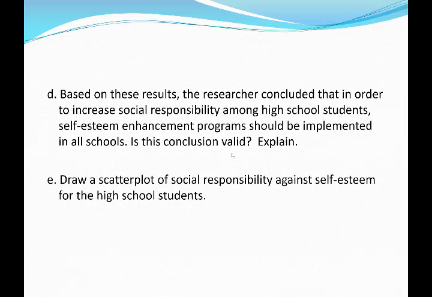In question E, it says, draw a scatter plot of social responsibility against self-esteem for the high school students. It's similar to the scatter plot that you saw between height and self-esteem in an earlier example. A scatter plot would have the X variable, in this case self-esteem, and then the Y variable, which is the SR. Where two numbers meet, you would create a dot. Since there are 10 cases, you would have 10 dots. So see if you can draw the scatter plot and look for some kind of pattern.